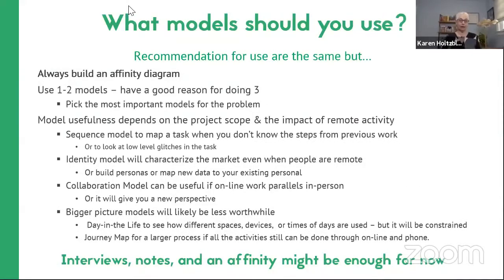All right, what about models? Just right now, it might be just enough to build an affinity. You always should be building an affinity no matter what your project. But if you want to use models, don't use lots of them. And usually you probably don't, right? So 1 to 2 models, very strategic, meaning targeted, practical. Pick the most important ones for your problem. And what model can we trust the data of right now?